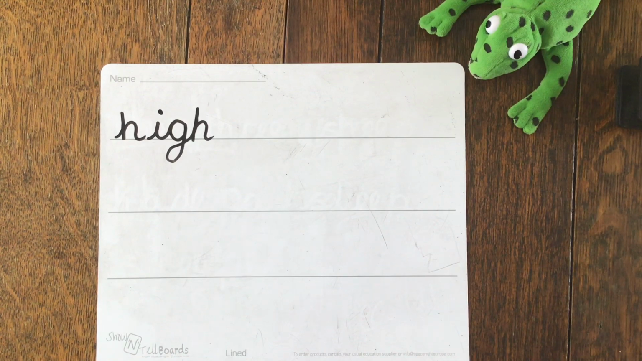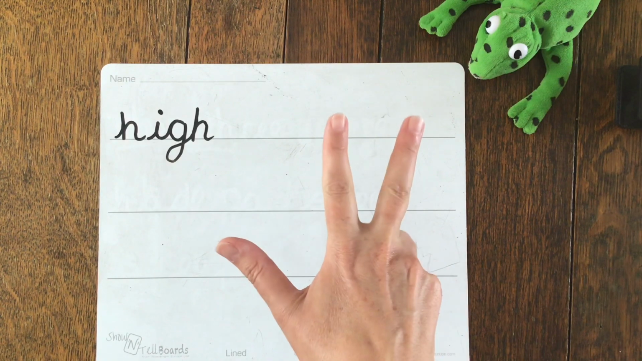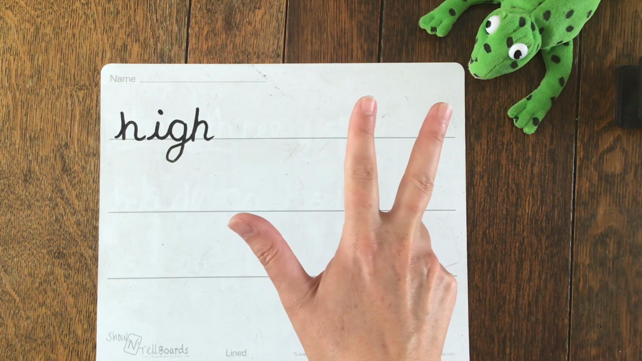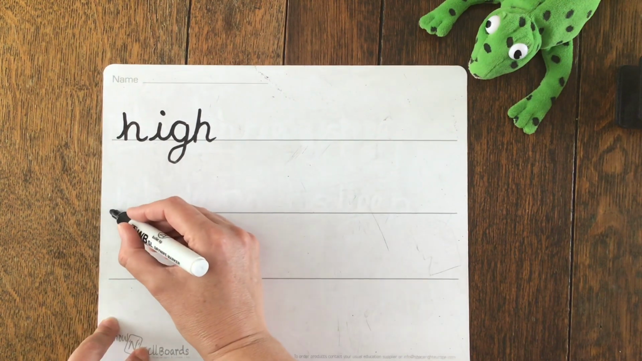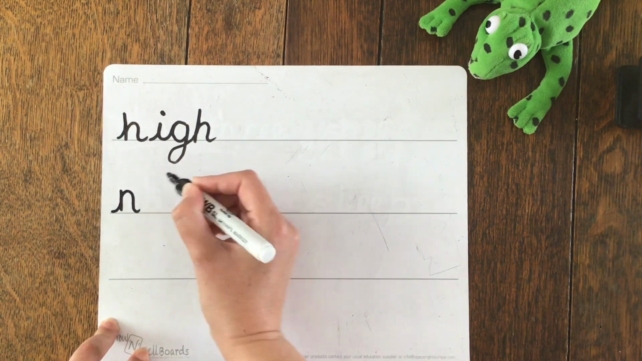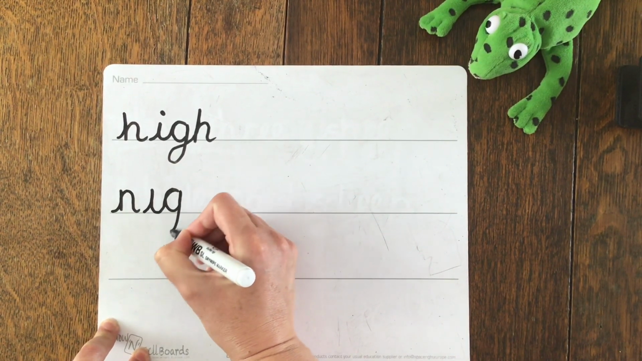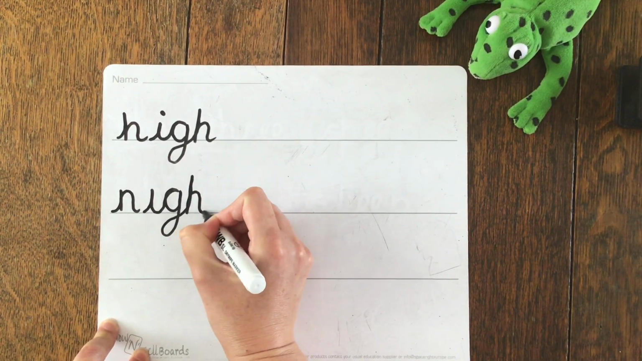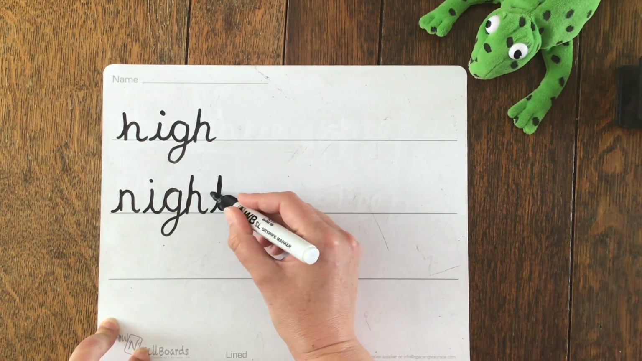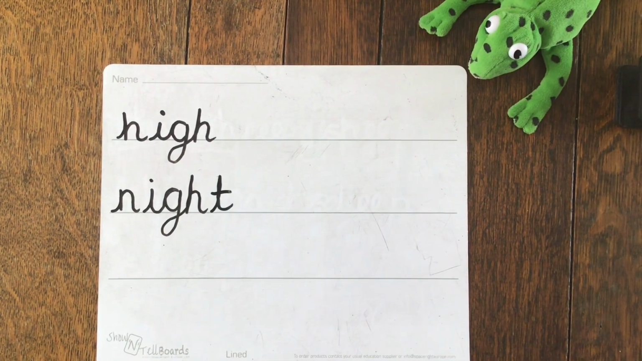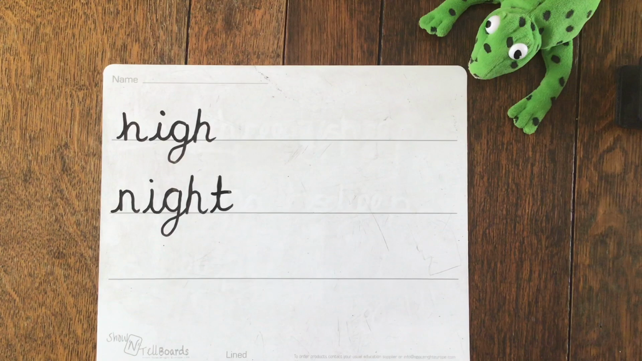The next word we're going to write is night. N, igh, t. Three sounds. N, igh, t. Night. N, igh with the trigraph. N, igh, t, t for tower. Night.